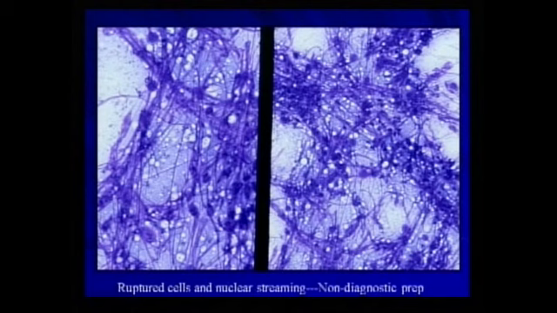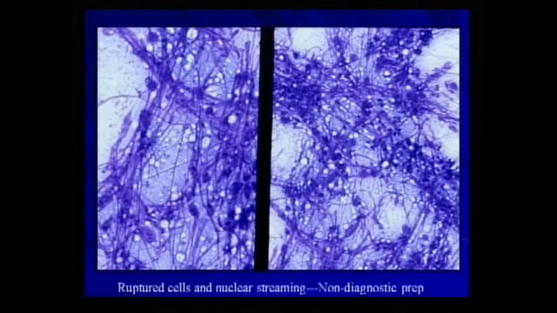What we're looking at here, let's ignore the staining right now, is one that was made by somebody maybe who spent too much time in the gym. Look how hard they have pressed. They have ruptured all the cells. What we're seeing is the streaming of the nucleus, and all these small bubbles are lipid from ruptured membranes. There's not a diagnostic cell in there.